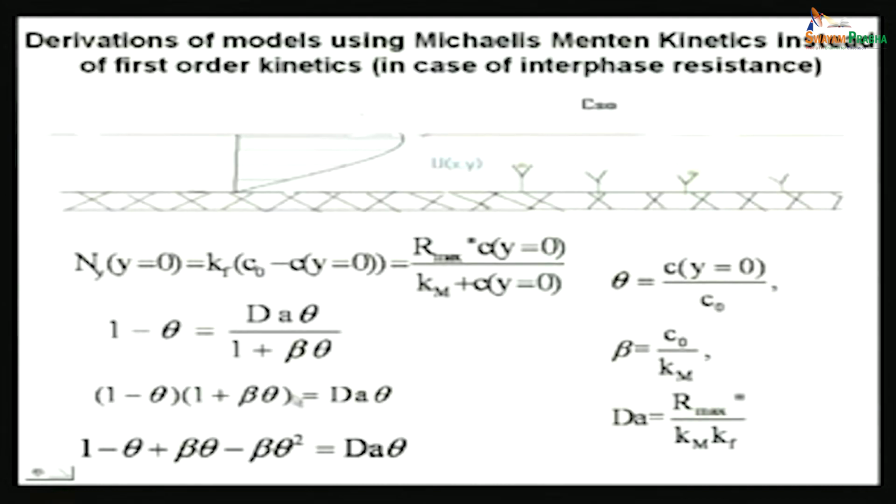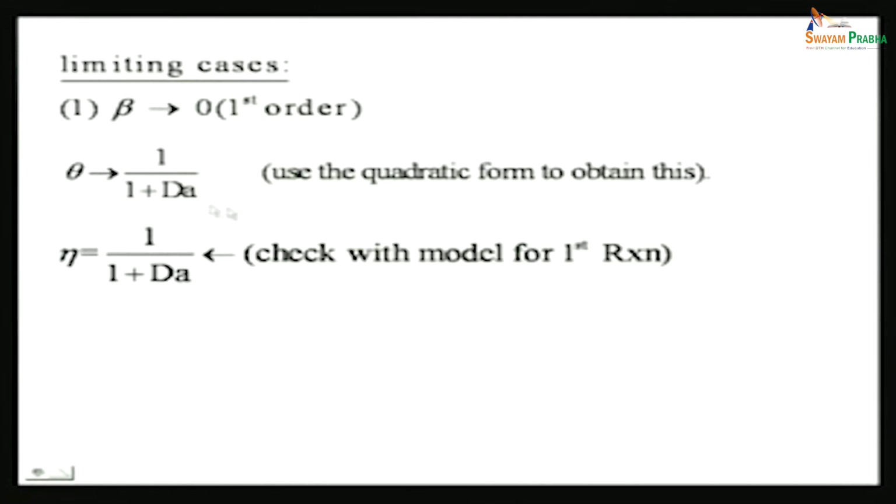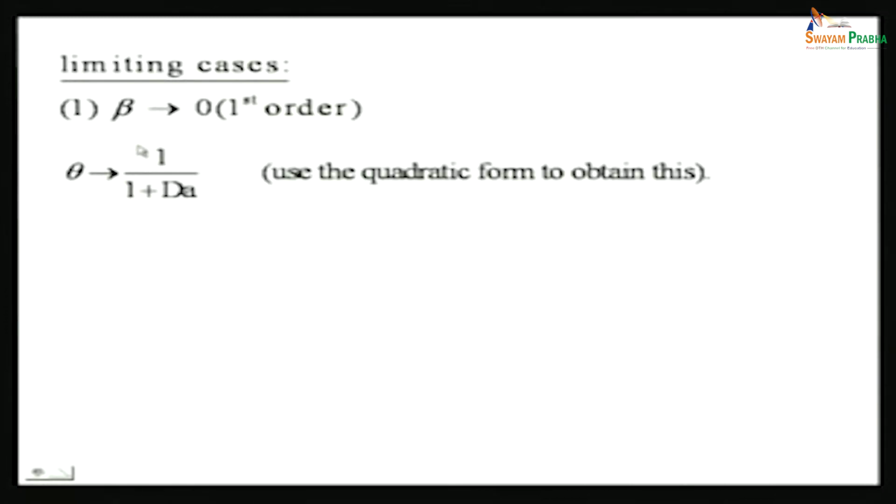So, for example, here this was an expression. Beta going to 0 is the first order reaction, beta going to infinity you had a 0th order reaction, not beta equals 0, right. Beta going to 0 is the first order, beta going to infinity is 0th order. So, theta, if you put that in the quadratic form, and we do not have a lot of time, but this is not very straightforward. If you want theta going to 1 over 1 plus dA, this is not very straightforward.